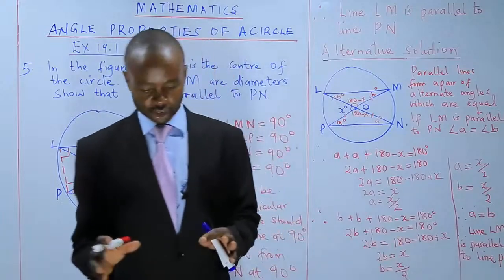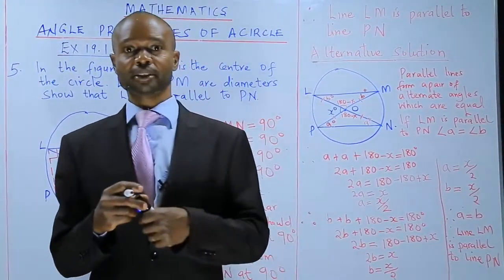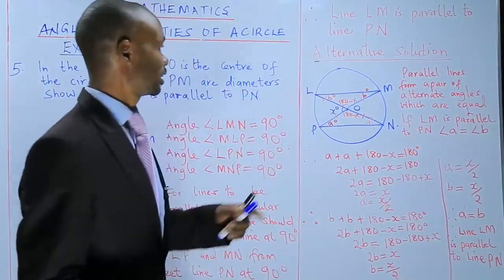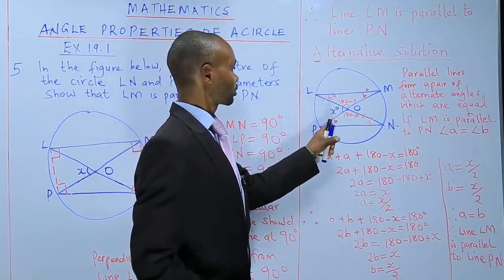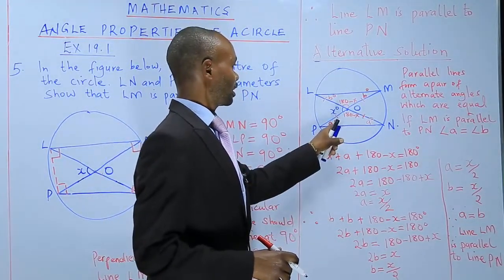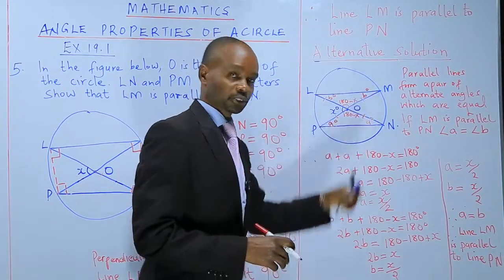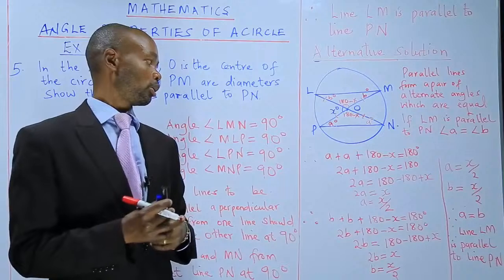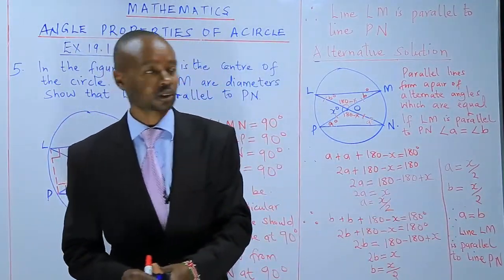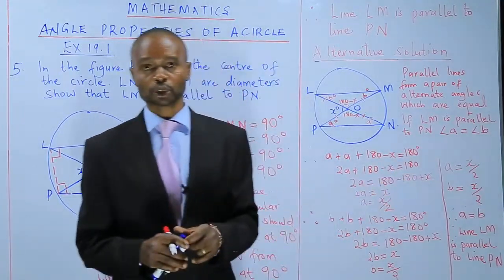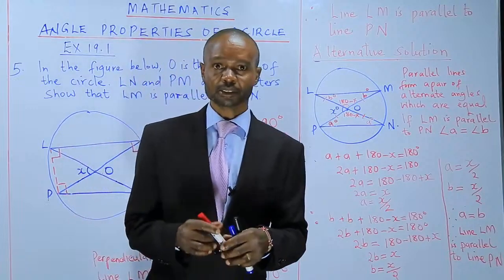So that is a proof that the two lines are parallel, because we found out that the pair of alternate angles they are forming, it will always happen when two lines are parallel. A is equal to B. And the two angles are alternate and equal, and we have proved the value is x divided by 2. So that is the alternative solution, which we worked using the value of angle x.